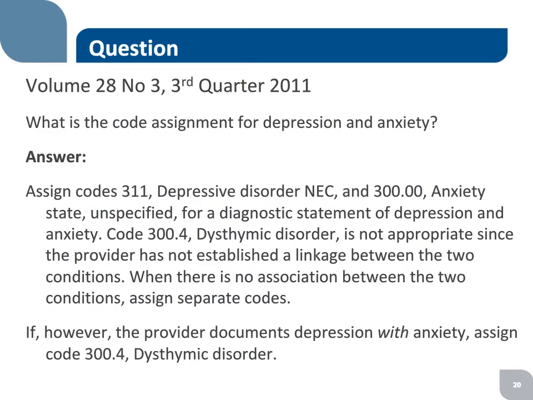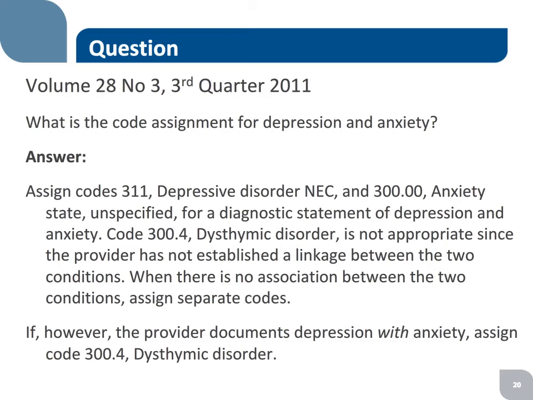What is the code assignment for depression and anxiety? Now, this particular one paid special attention to the word and. It doesn't say with, it says and. Because with makes causal relationships in a lot of instances, but the word and means I have diabetes and neuropathy. They're coding them totally separate. I have depression and anxiety.